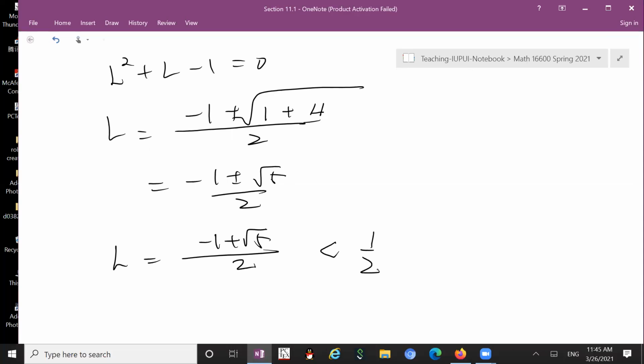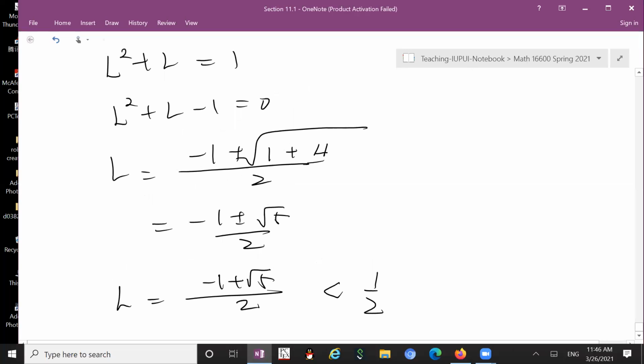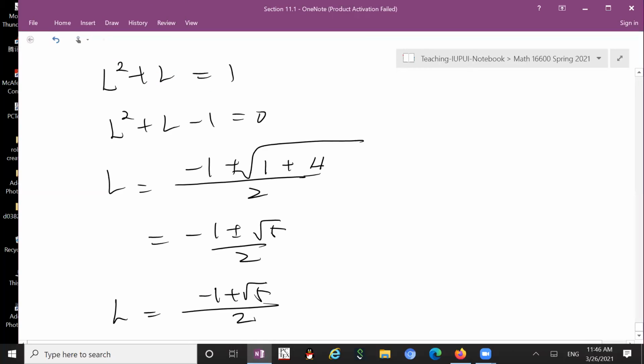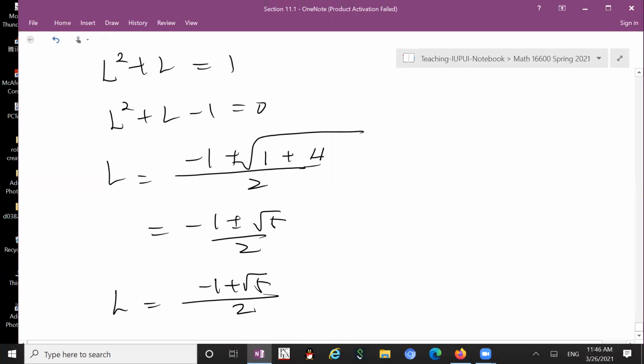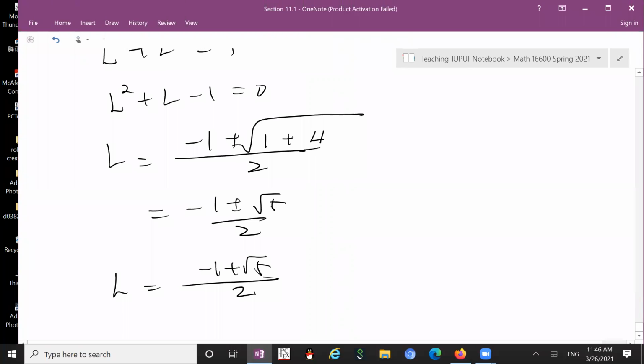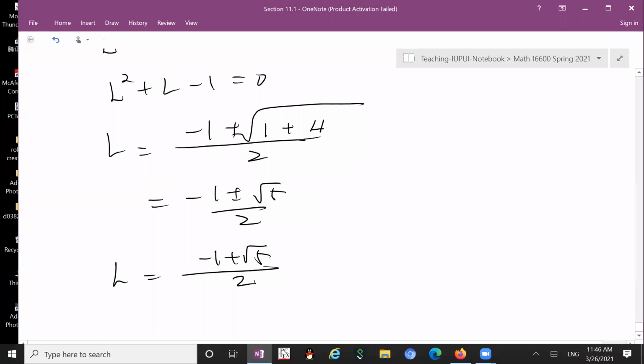Okay, that's the limit. And why is it smaller than 1/2? Well, you can show that, right? Oh, that's greater than 1/2. Let me double check. 1 plus, no, it's not smaller than 1. So L squared plus 1 minus L, yeah, it's greater than 1. Square root 5.